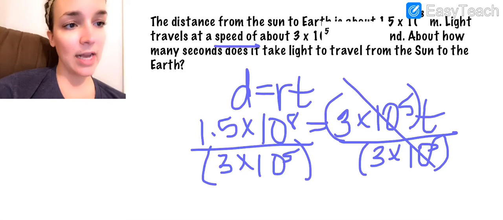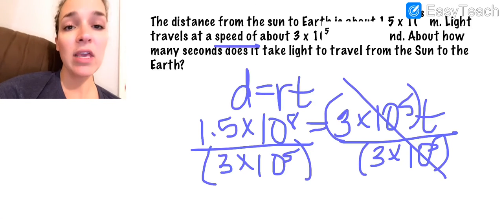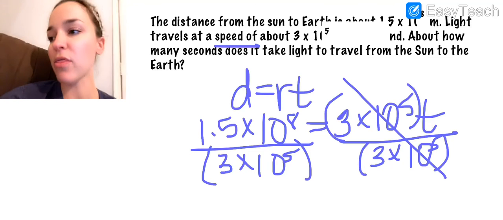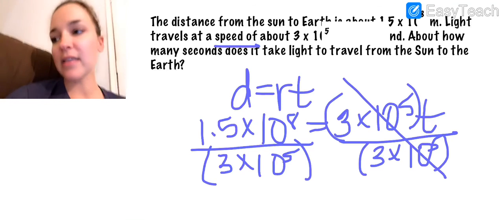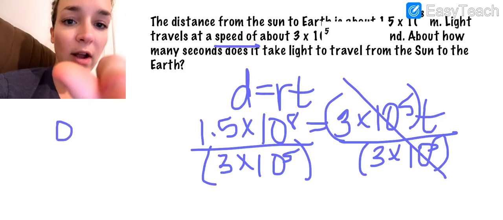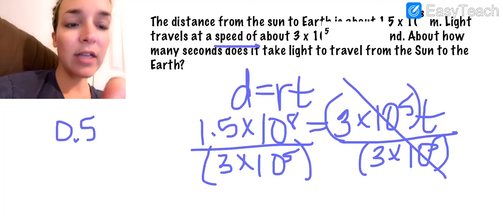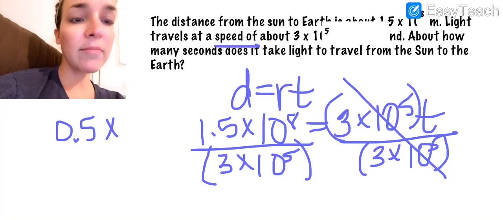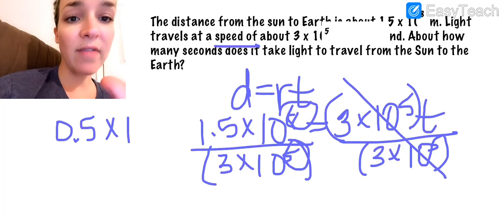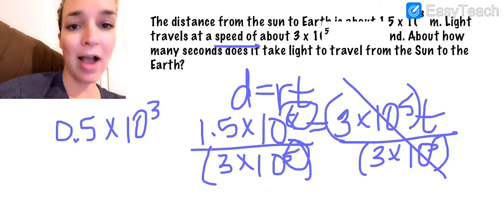All right, so that's going to cancel over there. Now here we're starting out by dividing 1.5 by 3, and that's going to give us 0.5. So I'm going to go over here where I have a little room. So that's going to be 0.5. Now, when I'm dividing my tens, remember that means I'm subtracting these exponents. So that's 8 minus 5, which is going to give me 10 to the third power.